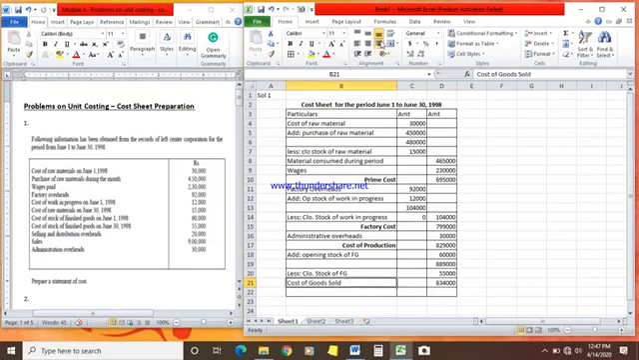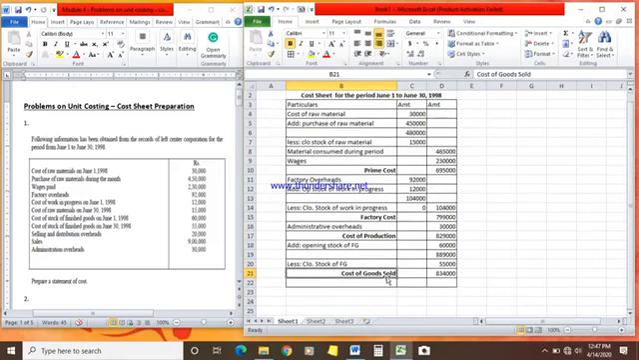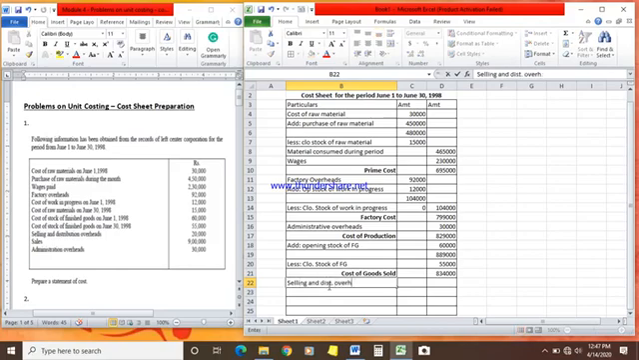In case there is no adjustment regarding opening stock of finished goods and closing stock of finished goods, then the cost of production itself becomes the cost of goods sold. But since in this case we are given the details, we need to consider that. The next item is selling and distribution overhead. The selling and distribution overhead is given as 20,000.